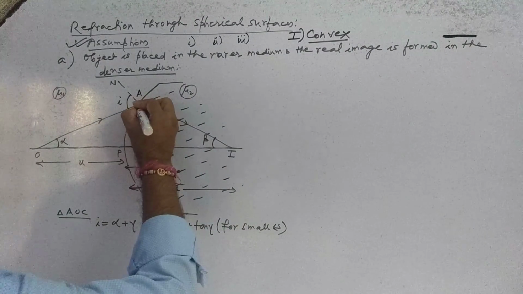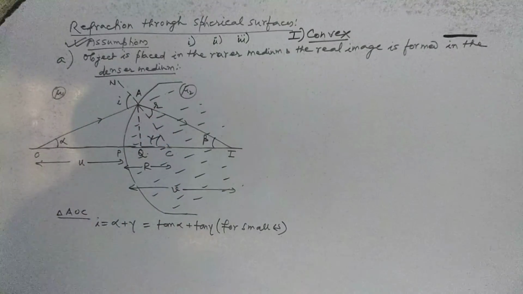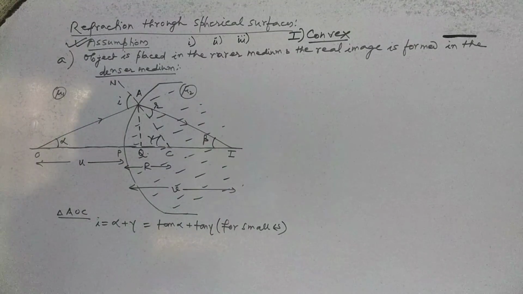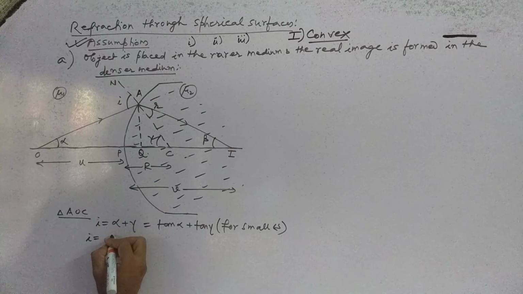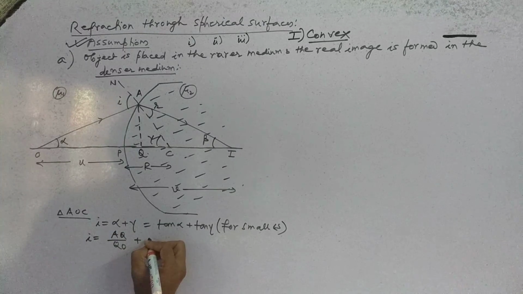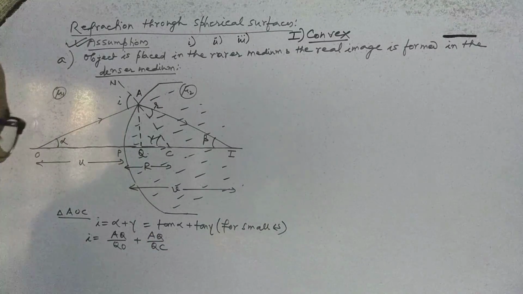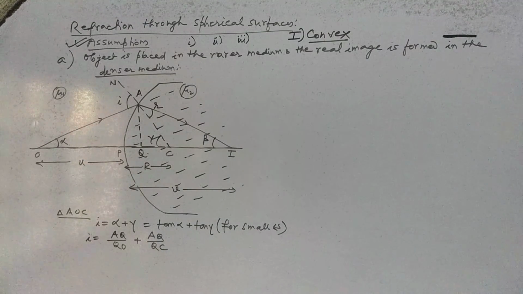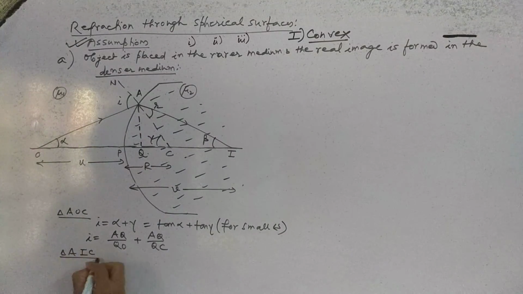Now, to find tan, definitely I have to drop a perpendicular. Let us say Q is the foot of the perpendicular. Then what shall we get? i is equal to tan alpha plus tan gamma. See the figure: tan alpha is AQ by QO, plus tan gamma is AQ by QC. Now you take the right angle triangle. Now you take the triangle AIC.